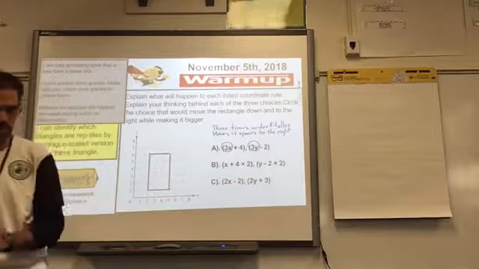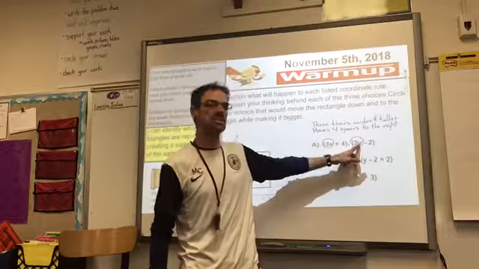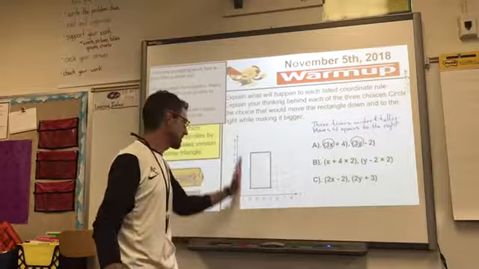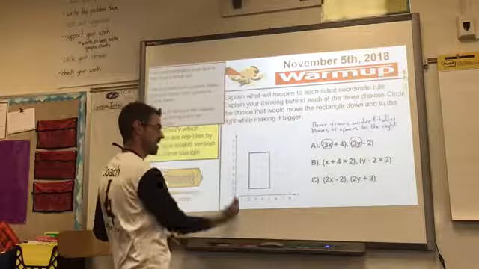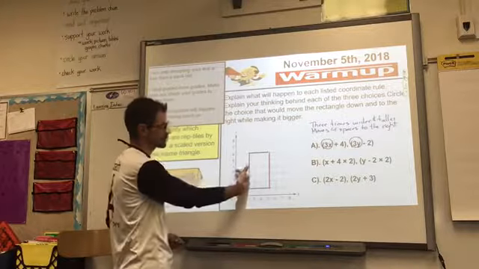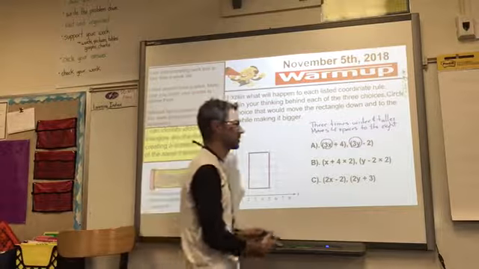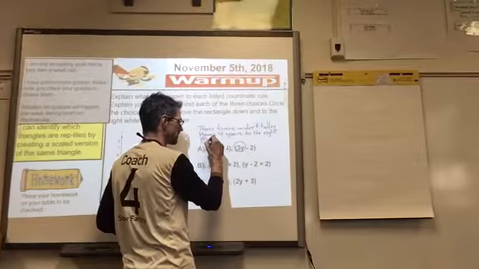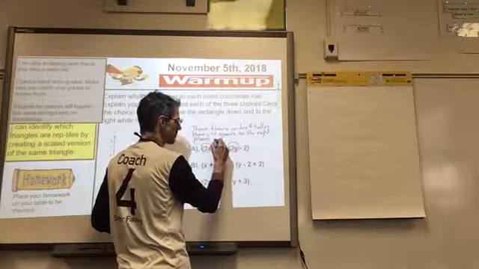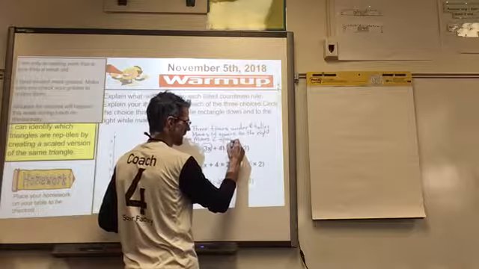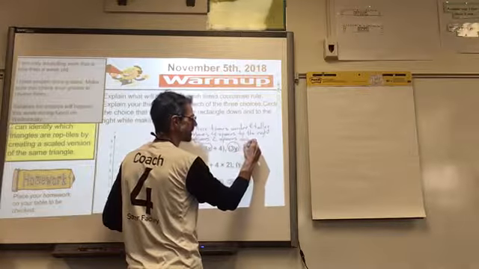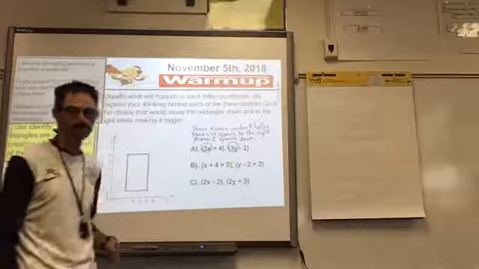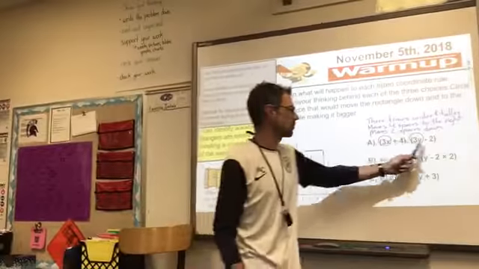And the last thing Kendra said, because I'm subtracting 2 from the Y, and the Y operates up and down, if I subtract 2, it's going to move it down 2 spaces. So it moves 2 spaces down. That's what this coordinate rule does.